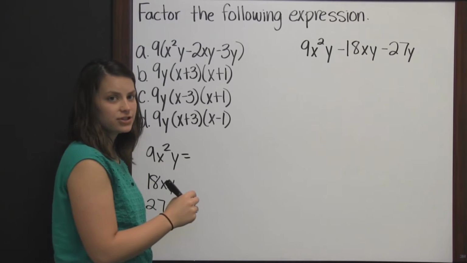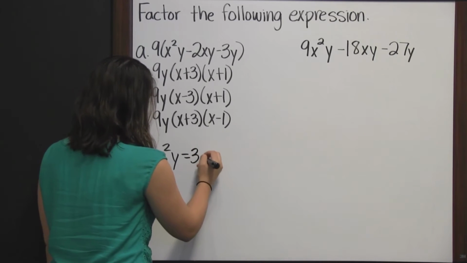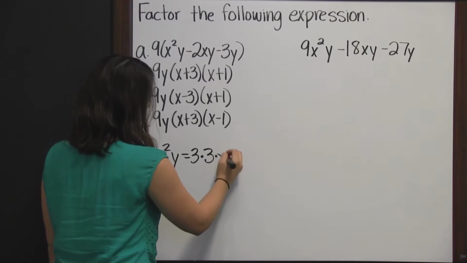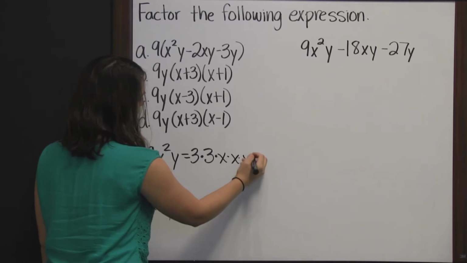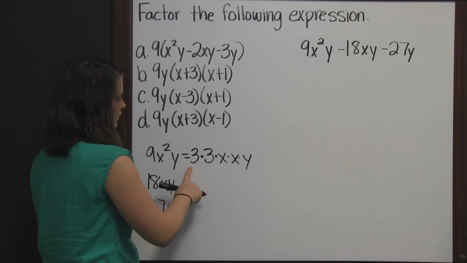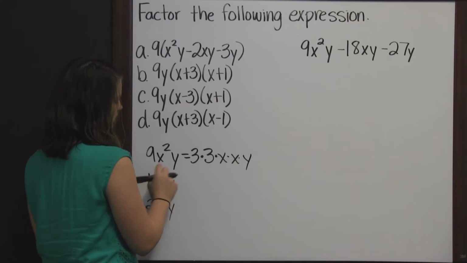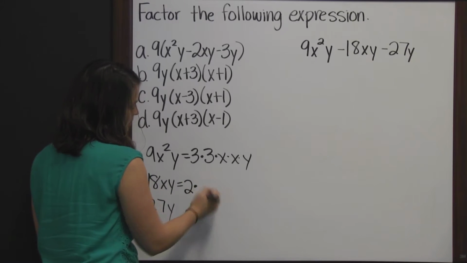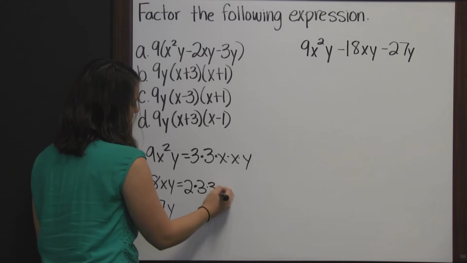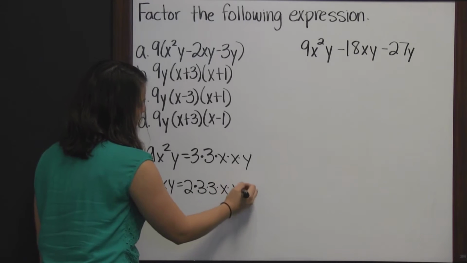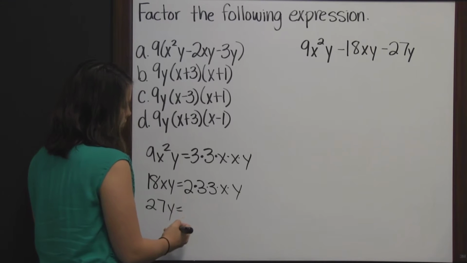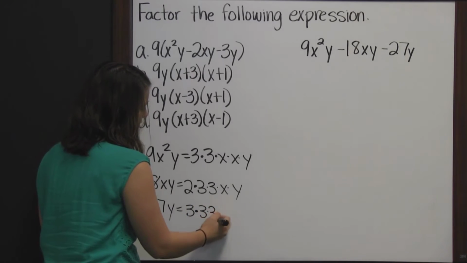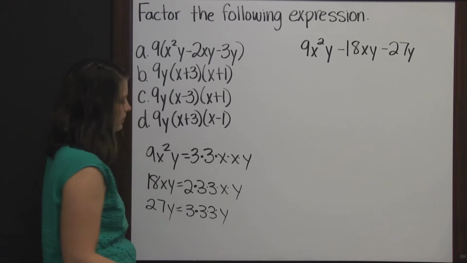The prime factorization of 9 is 3 times 3, and then x squared, so that's times x, and then times y. So that is the prime factorization of this term. 18 is 2 times 9, and 9 is 3 times 3, times x times y. 27 is 3 times 9, and 9 is 3 times 3, times y.